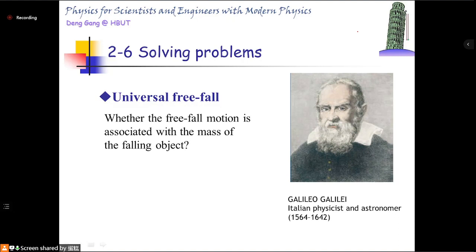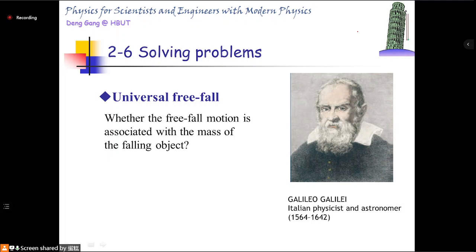First, when we talk about free fall, that means we ignore the drag force of the air. When we ignore the drag force of the air, we drop some object originally at rest, and that is free fall. And whether this motion will be affected by the mass, we can check that.